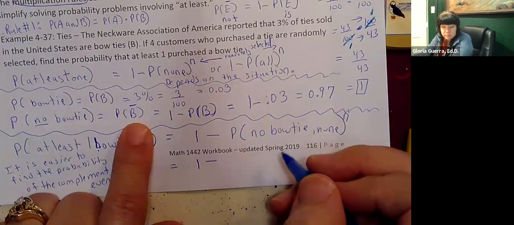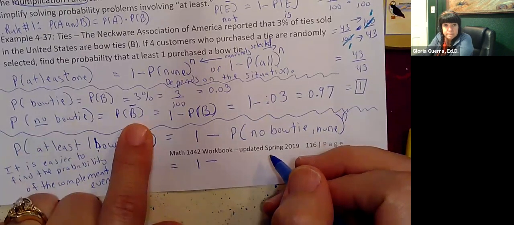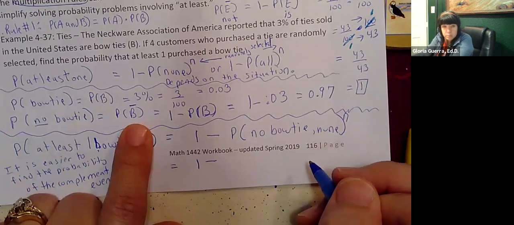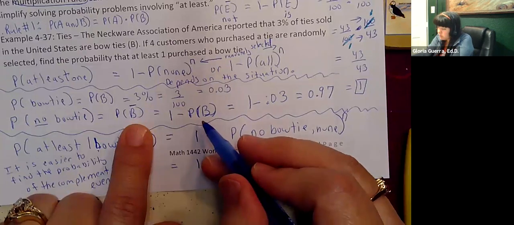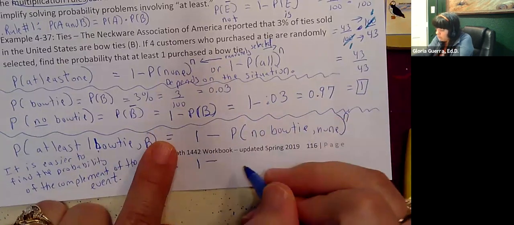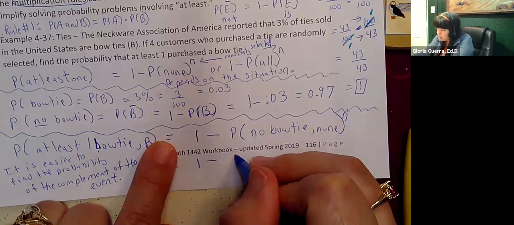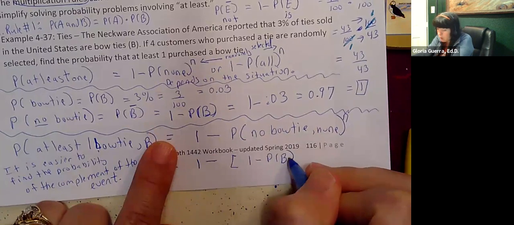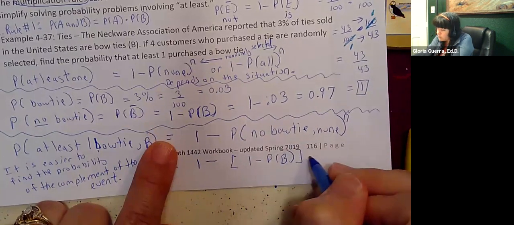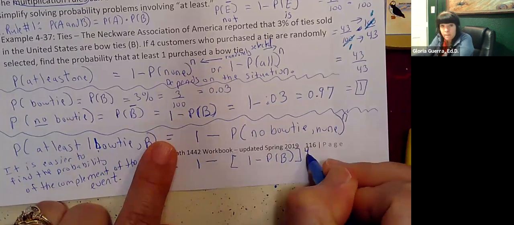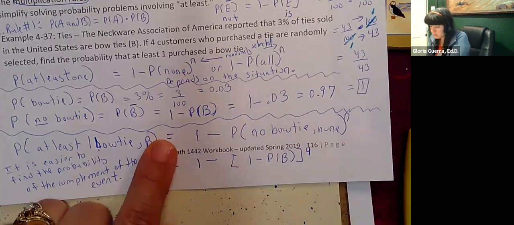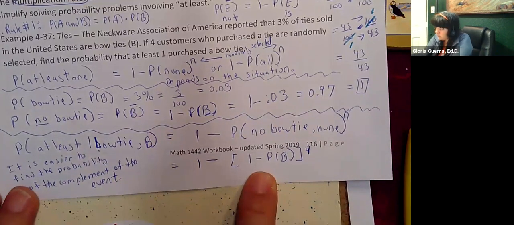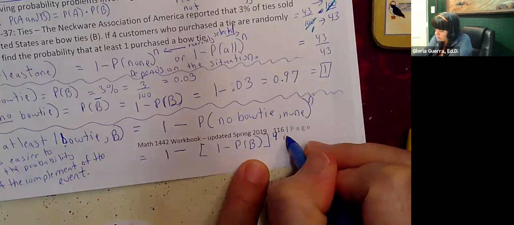Okay, so this is going to be, yes, it's going to be this. Let me put in parentheses or brackets: 1 minus probability of B, and then raised to the fourth power. You remember 4 people were selected, randomly selected. So this is 4 randomly selected.